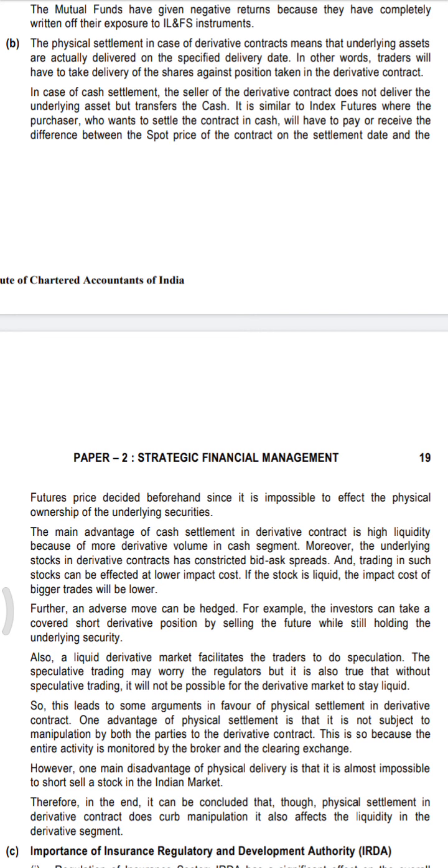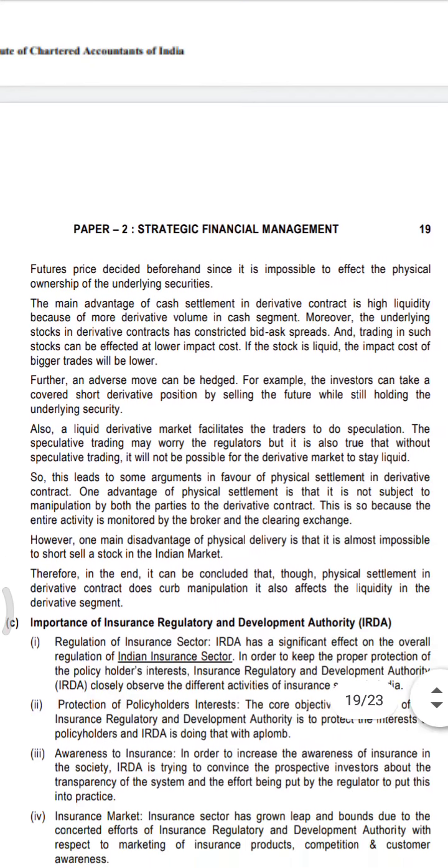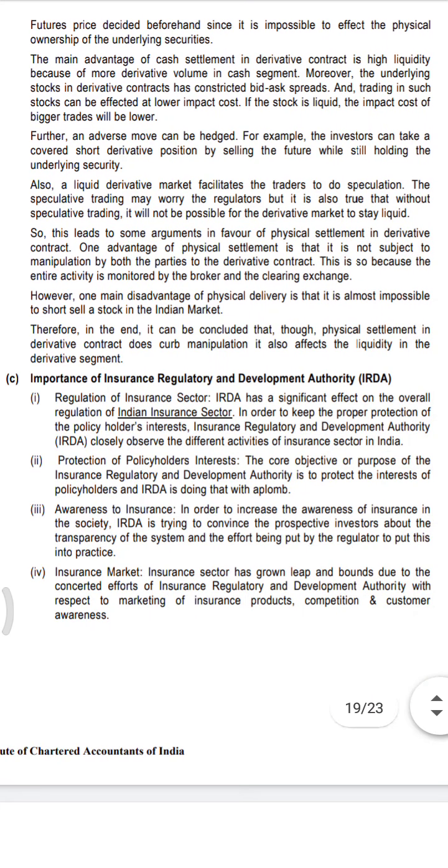The main advantage of cash settlement in derivative contracts is high liquidity because of more derivative volume in the cash segment. Moreover, the underlying stocks in derivative contracts have a constricted bid-ask spread, and trading in such stocks can be effected at lower impact cost. If the stock is liquid, the impact cost of bigger traders will be lower. Further, an adverse move can be hedged.